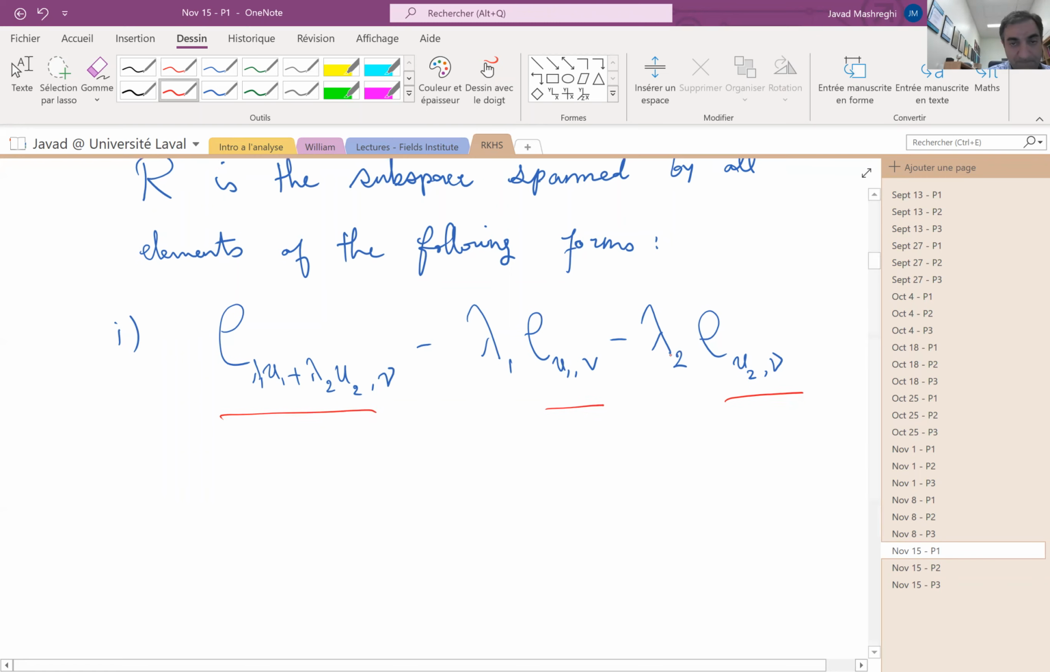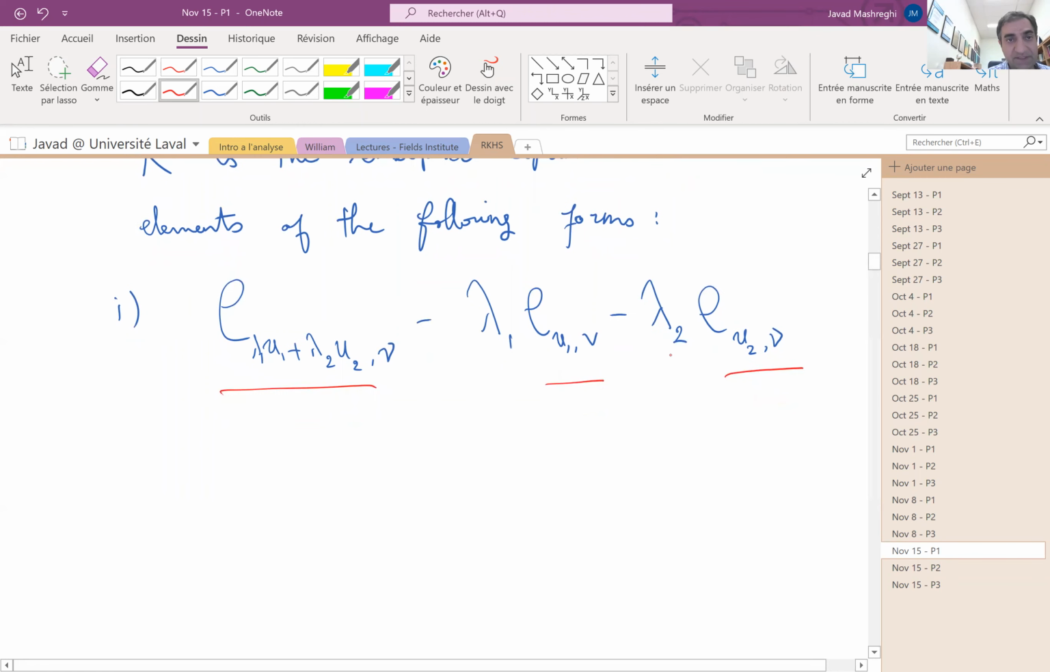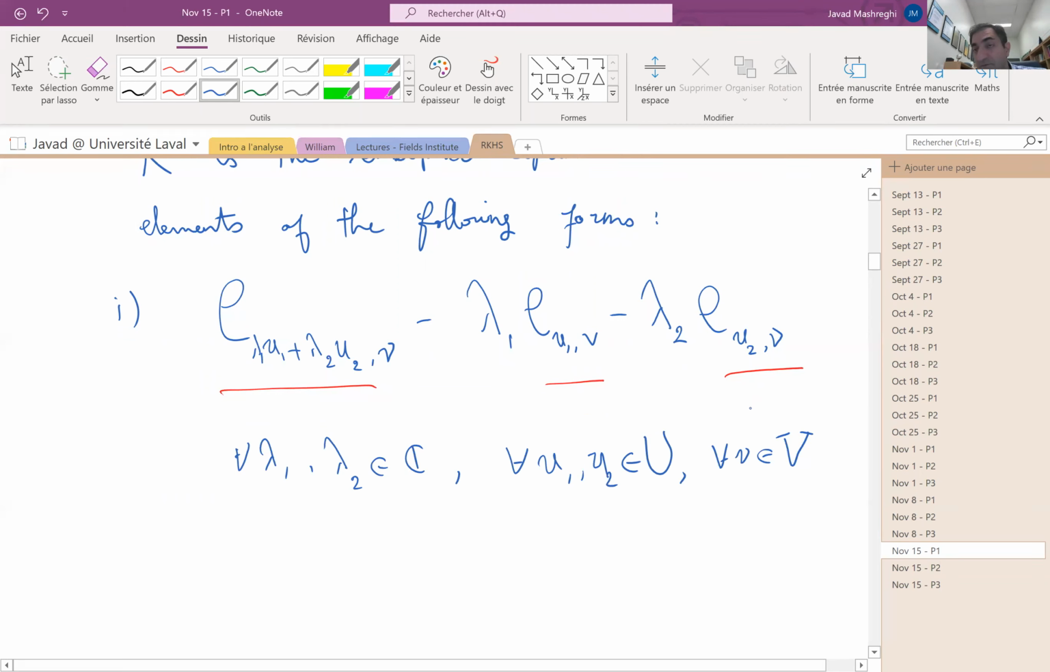But now we consider this. Note that there is freedom on lambda 1 and lambda 2, for any lambda 1, lambda 2 in C, and also freedom for the choice of U1, U2, and freedom for the choice of V. So there are many, many elements that we consider here.